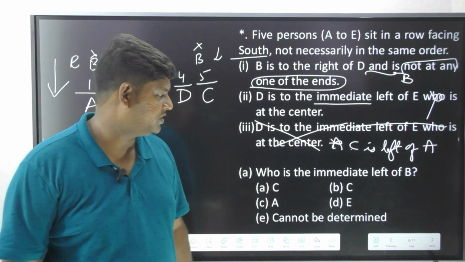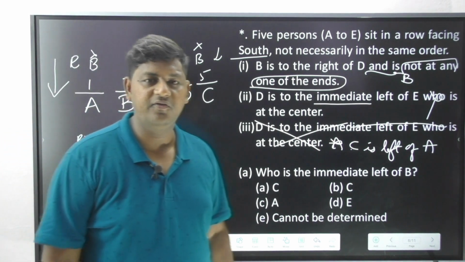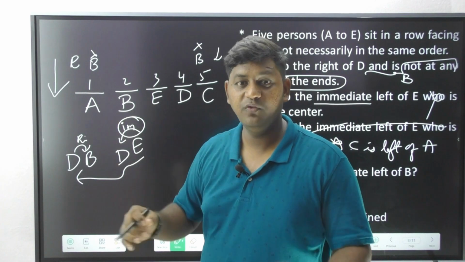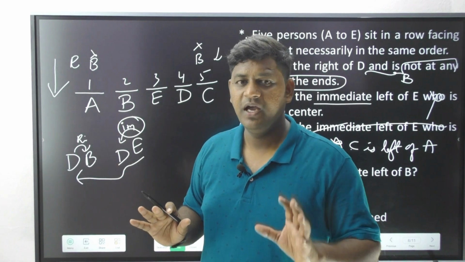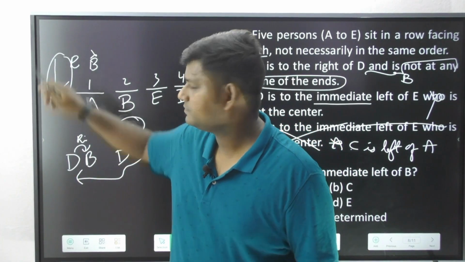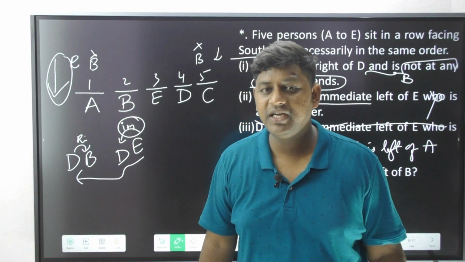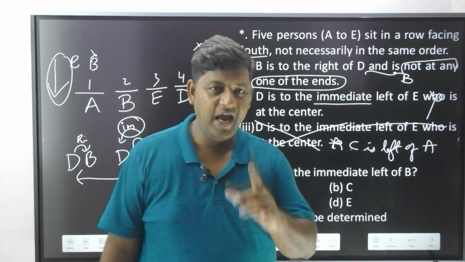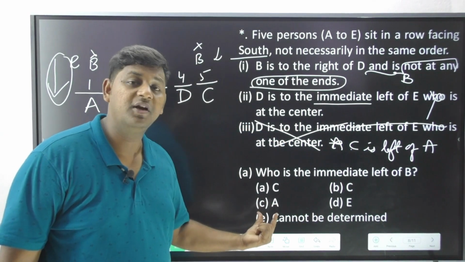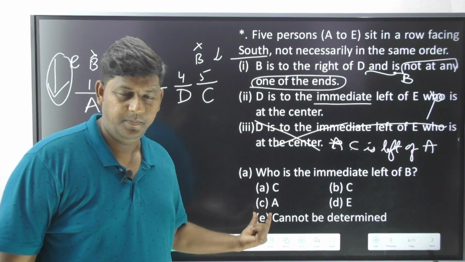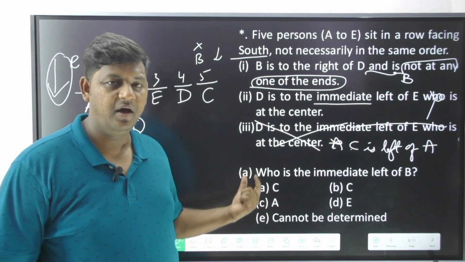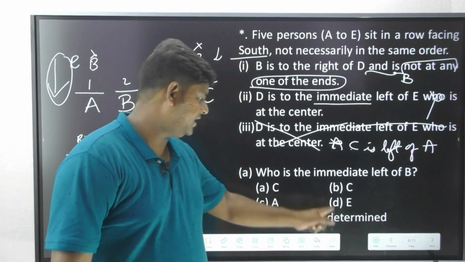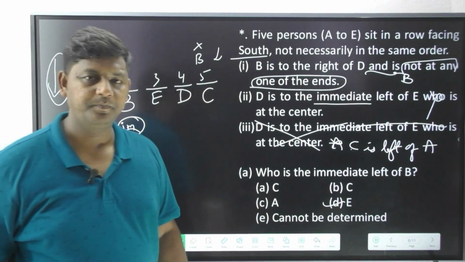Now let's observe the question. Who is immediate left of B? Now tell me, who is immediate left of B? Who is sitting? A. You will go with A as your answer. But please do remember, they're all facing towards what direction? South direction. If at all it was a north direction, your answer becomes A, and A is also available in your given options. So please be careful while marking your answers. So B's immediate left is nothing but E, option number D.